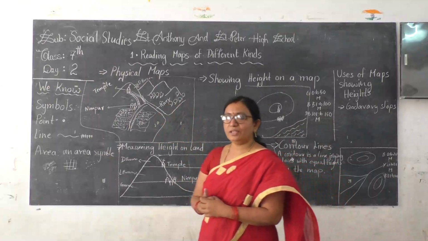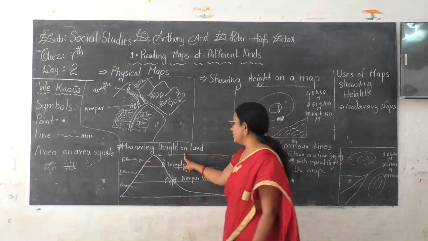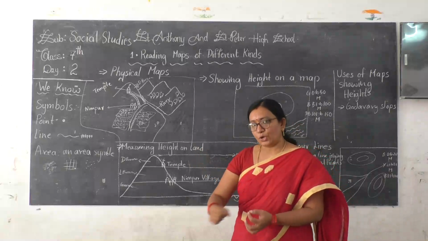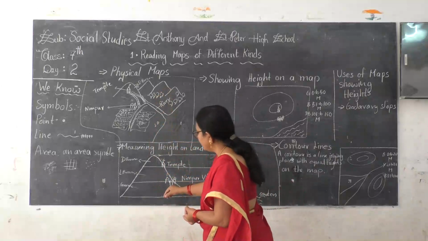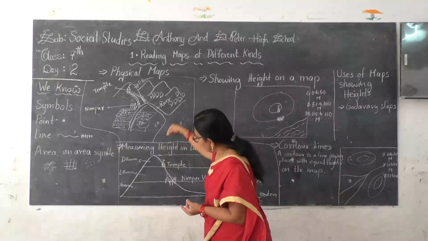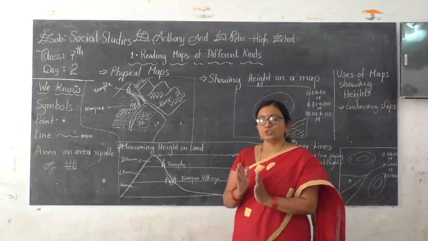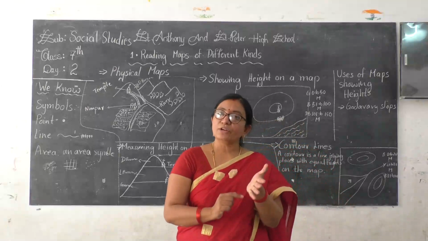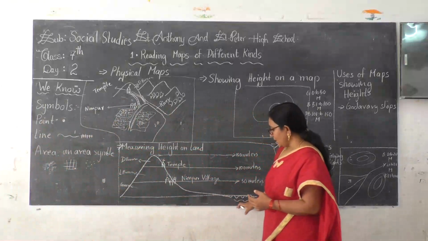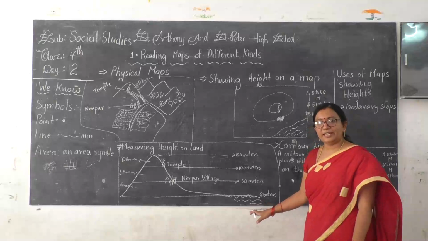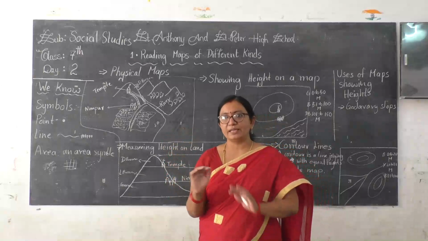But how can we show the heights of mountains? Let us know about measuring heights on land. First, if we want to draw the height of a particular place, we have to measure it. Either 100 meters, 200 meters, 300 meters, or 50 meters, 60 meters. How can we measure that? To measure something, we have to start from zero. So what do you think the measurement would be taken to measure all the mountains or plateaus in this world?